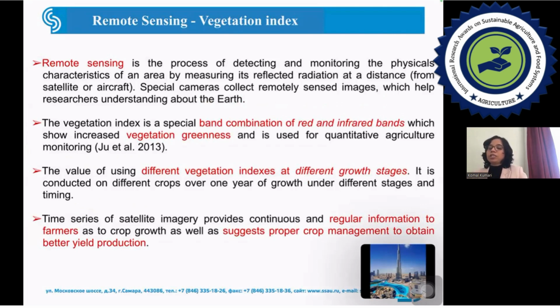When we study remote sensing, we should use a few vegetation indices. So what is a vegetation index? A vegetation index is a special band combination of red and infrared bands which shows increasing vegetation greenness. Nowadays, we have so many vegetation indices, but only a few of them are important to give information about crop health.